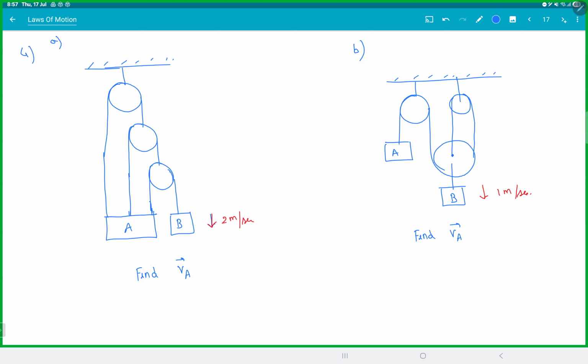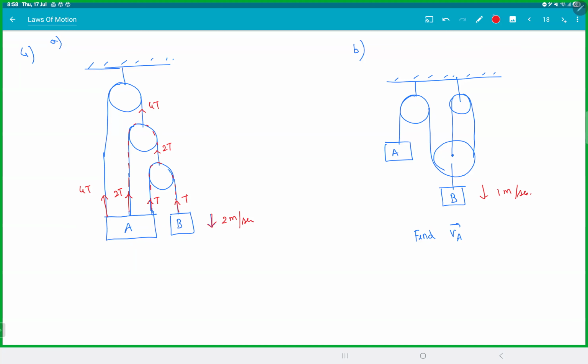Let's see. Step 1, find the tensions. So start from anywhere. I'll start from B here. Let this be tension T. This whole thing is the same string, so this must be T. If that is T and T, this must be 2T. So this thing is the same string, so this must be 2T. If this is 2T, 2T, this must be 4T, then this must be 4T.